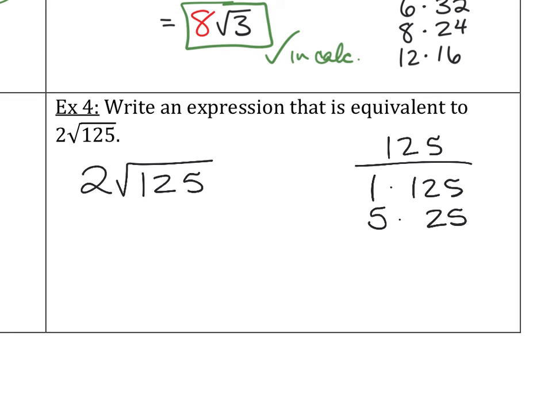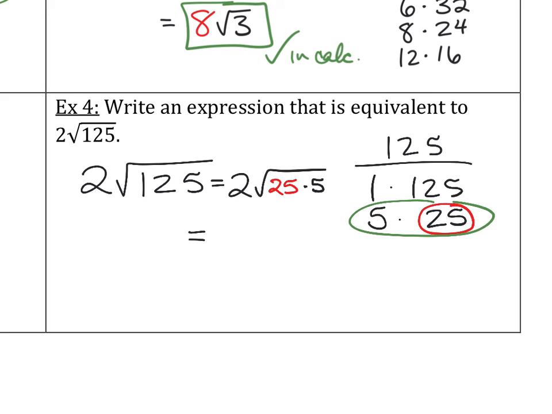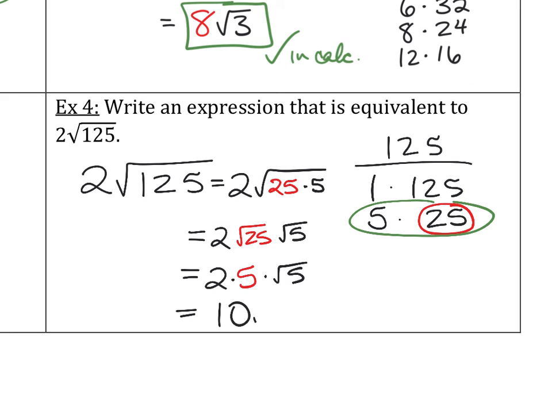What's the biggest perfect square on that list? 25. So that means we're going to take that number and put it into the square root. We have square root of 25 times 5. You could put 5 times 25, that's the same thing. But if I break this apart, this is going to be 2 times the square root of 25 times the square root of 5. And what is the square root of 25? 5. So we're doing 2 times 5, 10, times square root of 5. So that is 10 square root of 5.